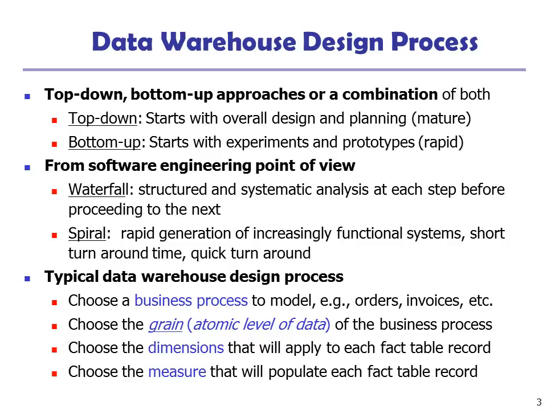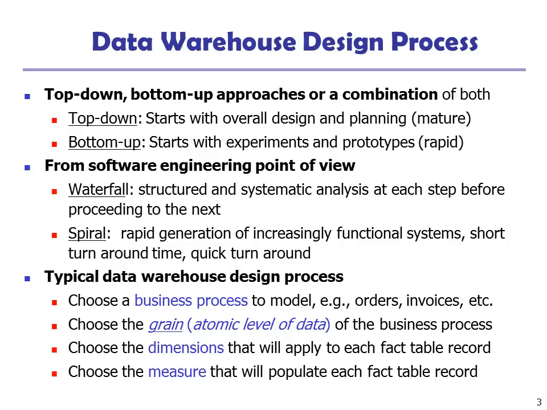Then you have your spiral model, where there is a rapid generation, just like the bottom-up approach, where you're building smaller systems first, and then you incrementally build on those prototypes. All right. As it says here, it has a short turnaround time because we first build a smaller prototype and just incrementally develop, so it has a quick turnaround time. All right. So that's your spiral model.